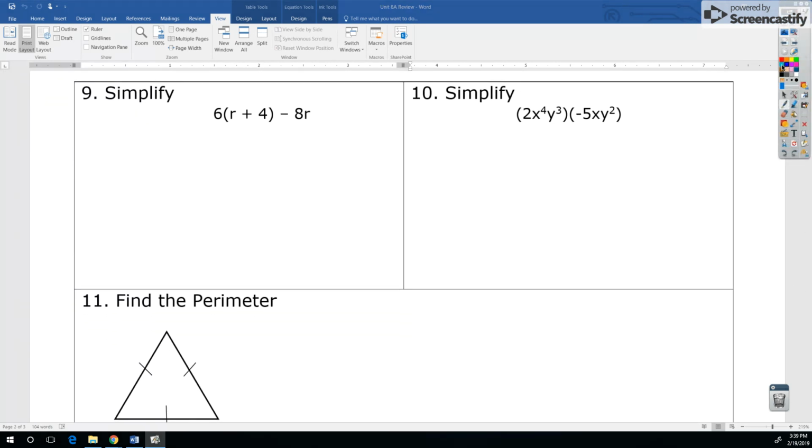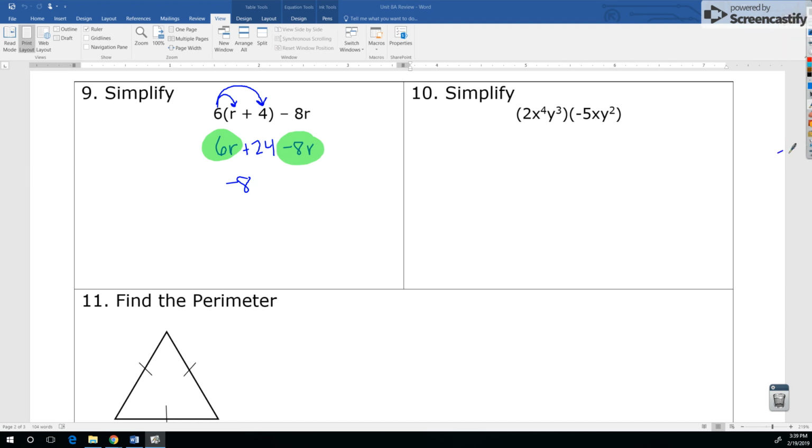This next one is just plain old distributive property here with my 6, and then I'll combine like terms. So 6 times r is 6r, 6 times 4 is 24, and then I'm subtracting 8r. My like terms are 6r and negative 8r, so that is negative 2r plus 24. And again, these are not like terms because the negative 2 is multiplied by r, but the 24 is not.